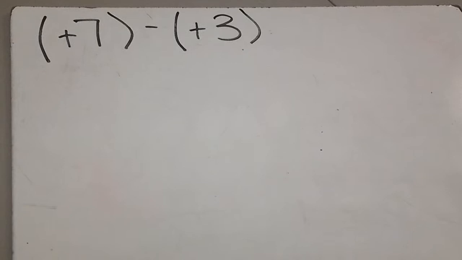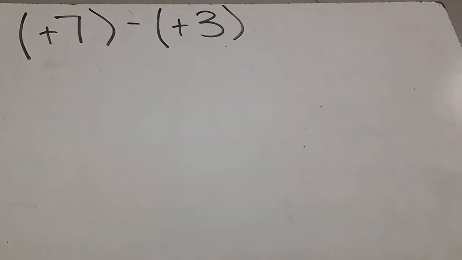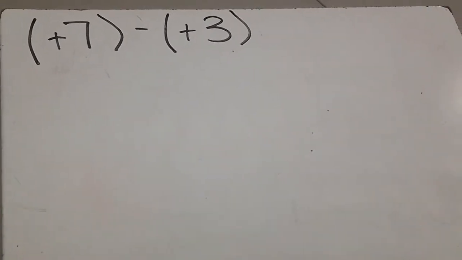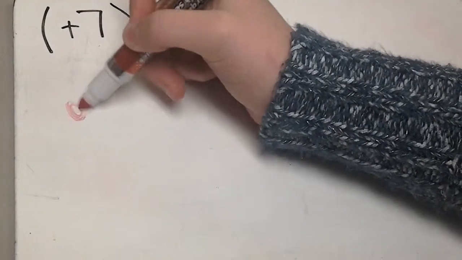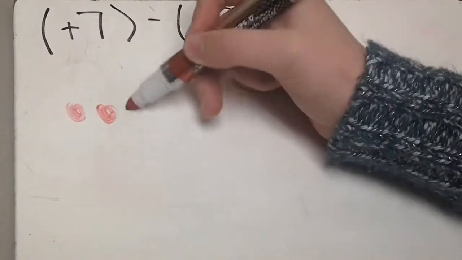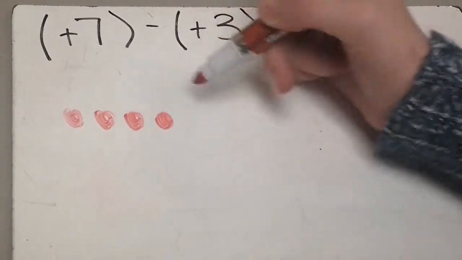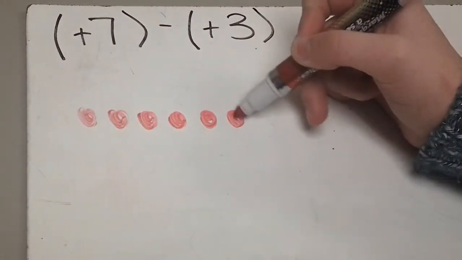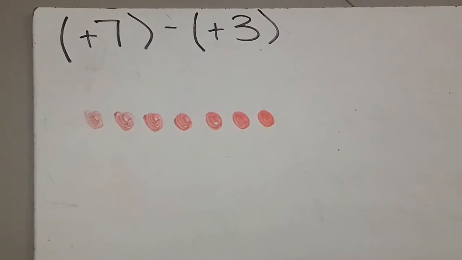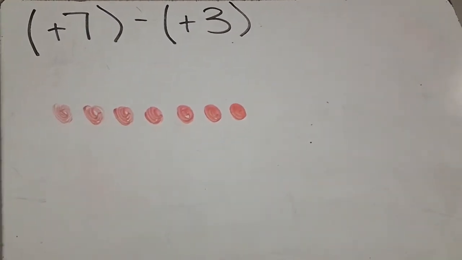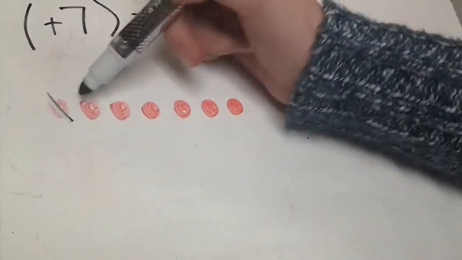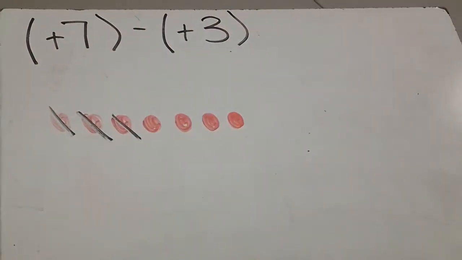Now we will run through several more examples. Positive 7 subtract positive 3. We will start off by drawing positive 7 counters. Now you will subtract positive 3 counters. And you are left with positive 4.